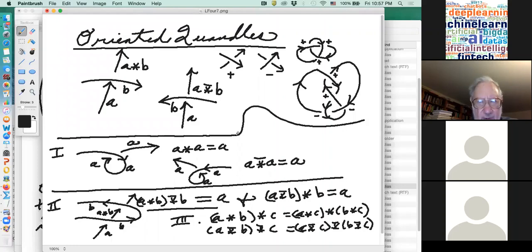So this is an oriented quandle, an algebraic structure that satisfies these rules. And if we go to this, we actually get stronger invariants of knots and links, and we come closer to having topological interpretations of these that are direct. So let's continue now.